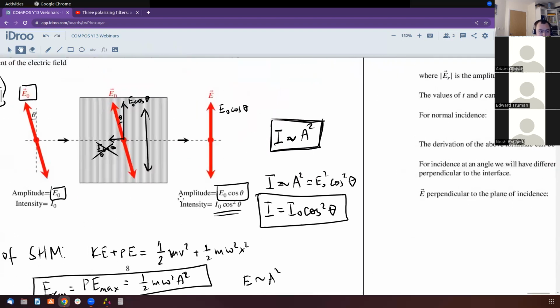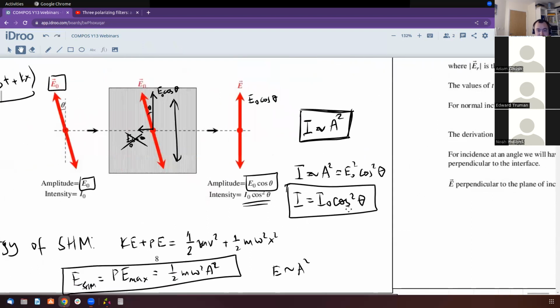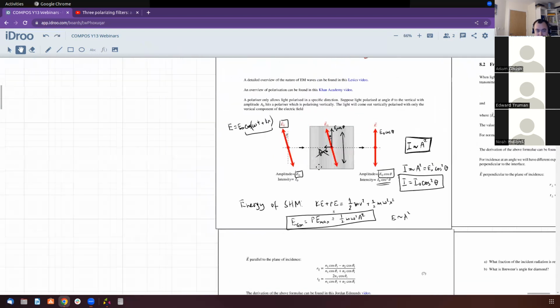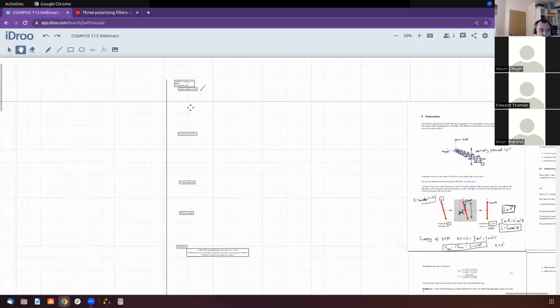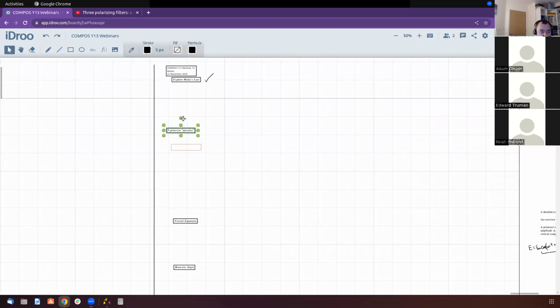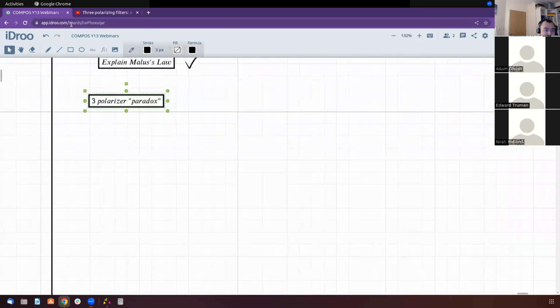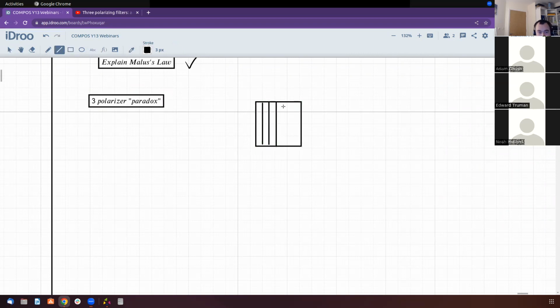And because of that, the intensity of light coming out is I0 cos squared theta. Now, this is the three polarizer paradox. If you have a polarizer polarizing vertically, it's sometimes drawn as vertical bars, which is kind of correct because it consists of prolonged molecules, which basically make this sort of shape.